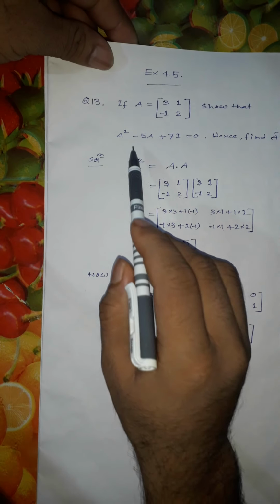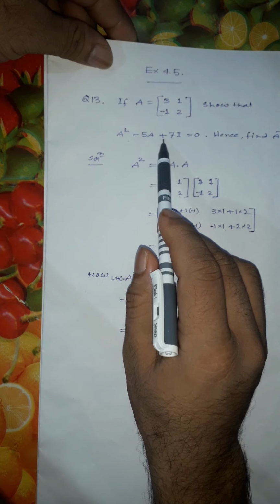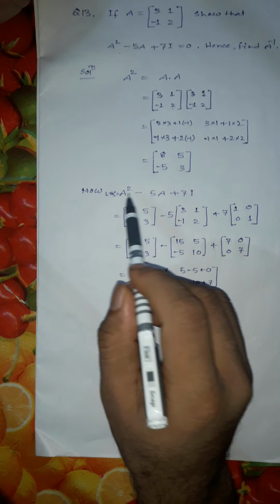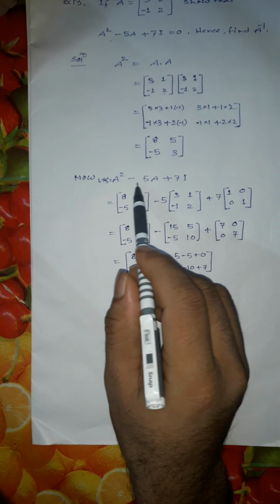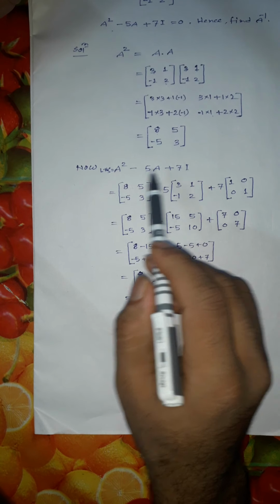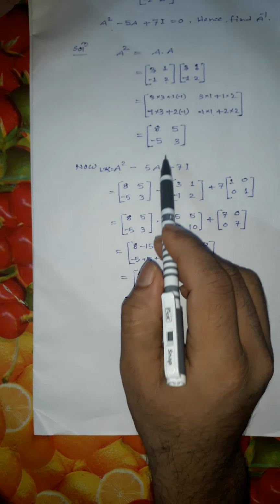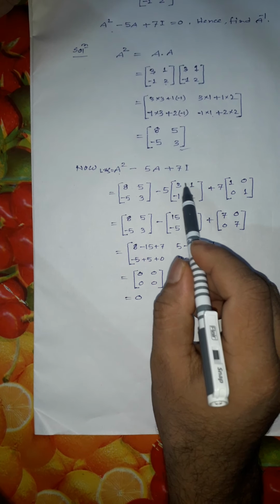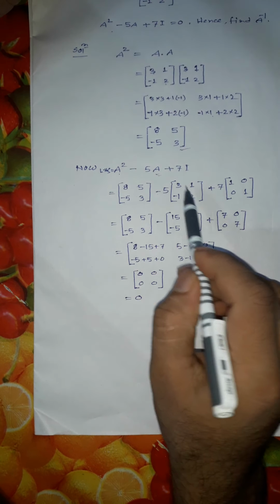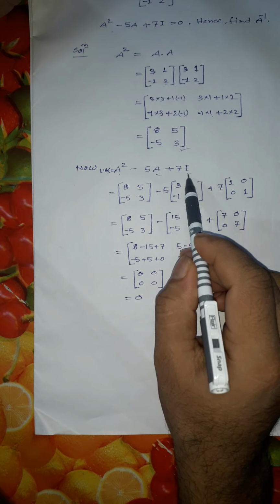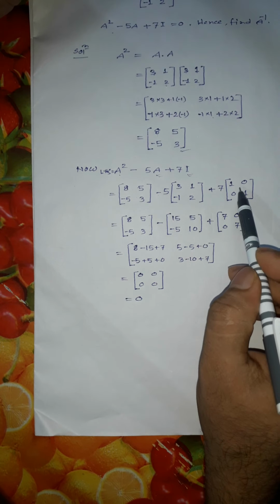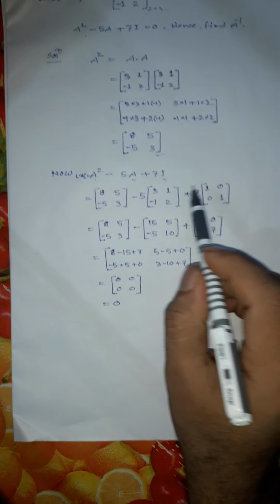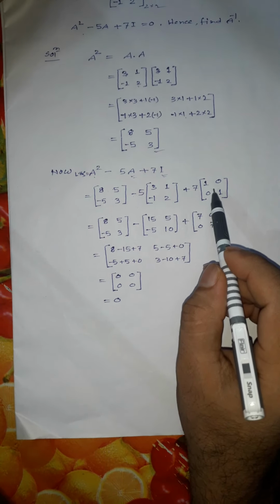Now we have to prove that A square minus 5A plus 7I equal to 0. So you take the left hand side, A square minus 5A plus 7I. In place of A square you write down the A square matrix, minus 5, this is matrix A, plus 7, this is identity matrix. We have taken order 2 because order of the given matrix is 2. So we have taken the identity matrix of order 2.